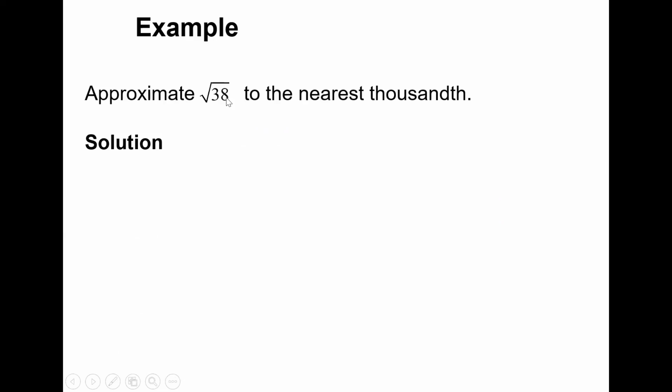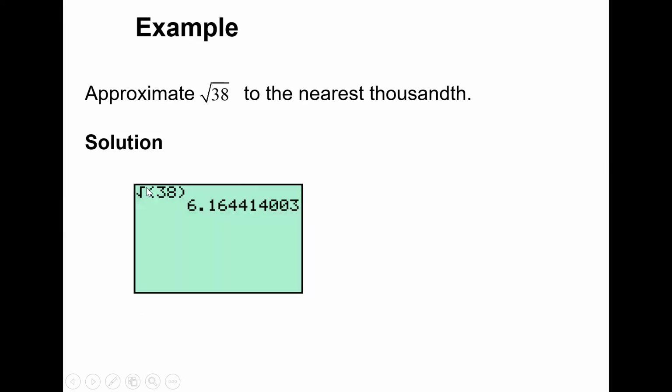What if they want us to approximate the square root of 38 to the nearest thousandth? Well, that means we're going to plug it into our calculator, and depending on which calculator you have, it looks different. But basically, you hit the square root sign, and then usually it puts the first parenthesis, then you hit 38, then the end parenthesis, and then enter, and it gives us this. To the nearest thousandth, that's the third decimal place. The 4 doesn't round it up, so it's going to be 6.164. That's our square root to the nearest thousandth.